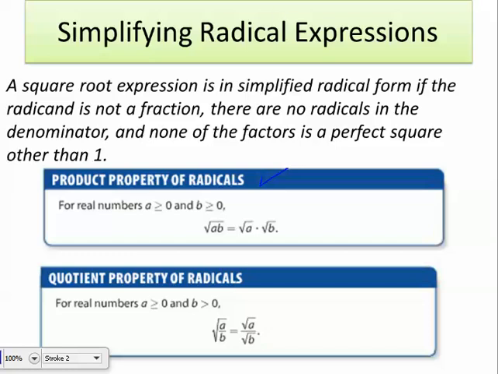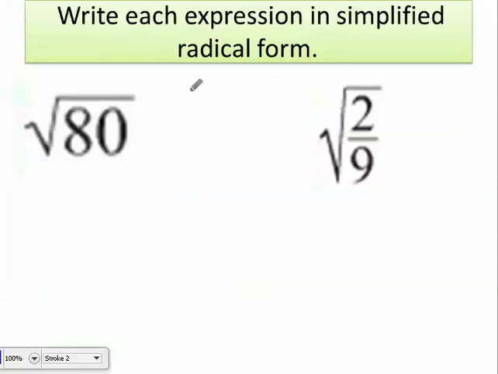So let's look at just a couple of simple things to begin with. How do I find the simplified radical form of the square root of 80? Well, the first thing I'm going to do is factor 80. I know that 80 is 4 times 20, right? Yeah, 4 times 20. And 20 factors into 4 times 5.